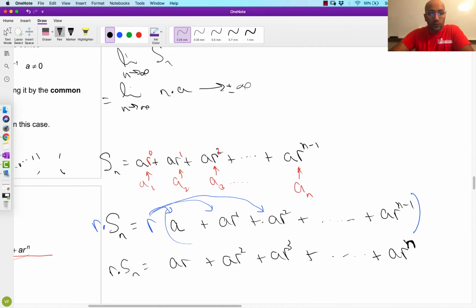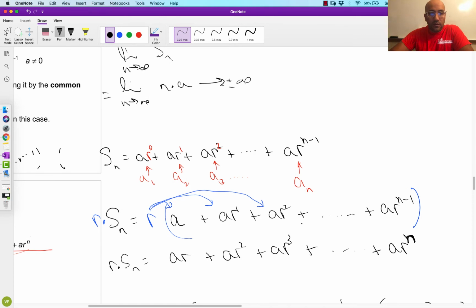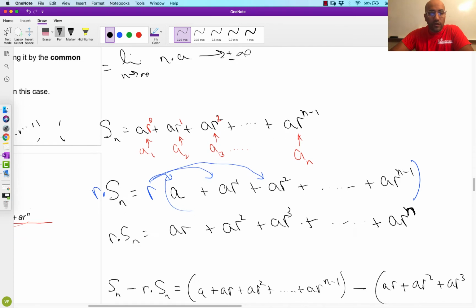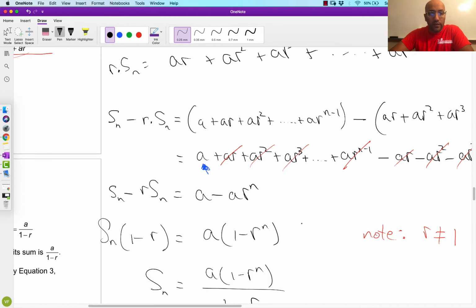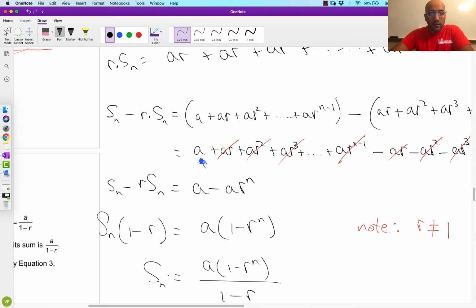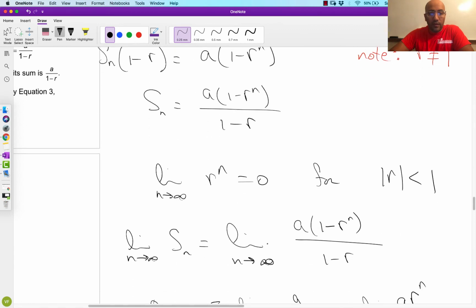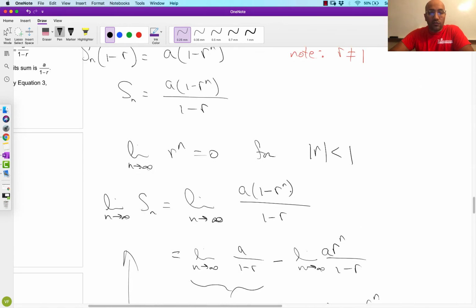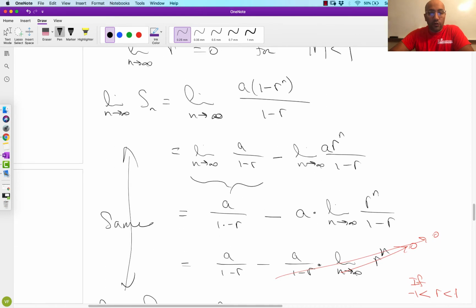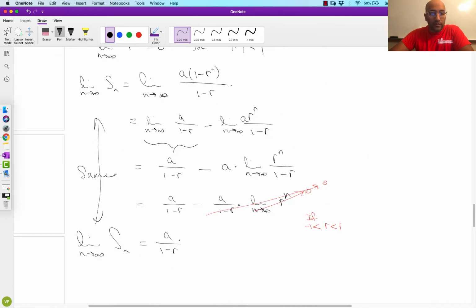Well, we tried this little idea of distributing an r and doing all of this. We got a little formula for s sub n. If r doesn't equal 1, we get this formula. And now we see that as n goes to infinity, this is going to converge to this when r is between -1 and 1, because this part goes to 0, therefore the limit exists and it equals this.